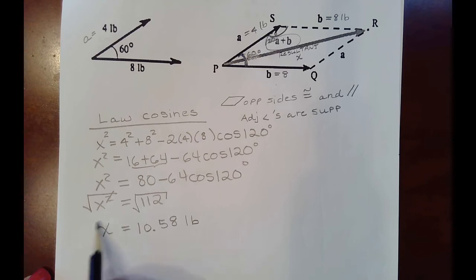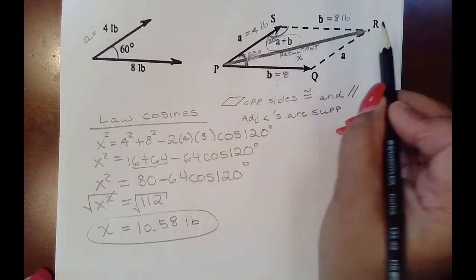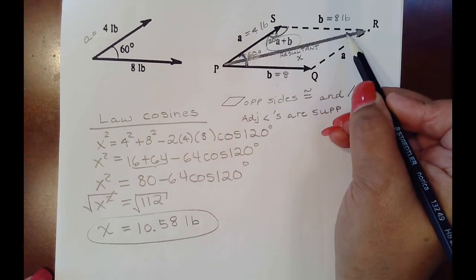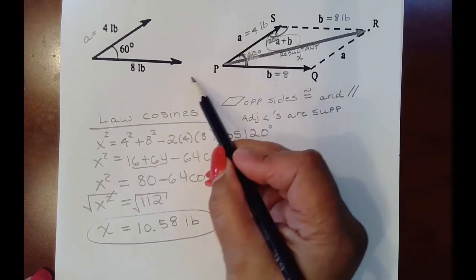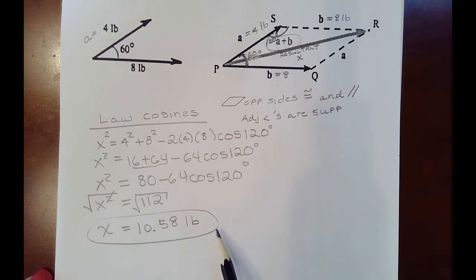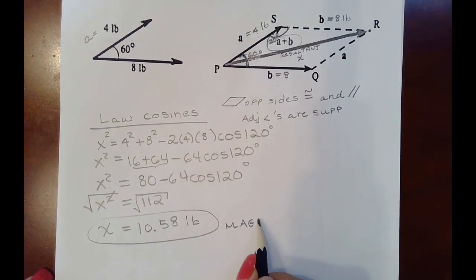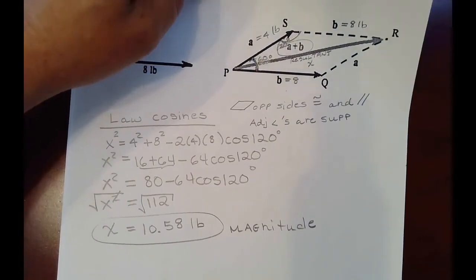Okay, and this is the answer. That is the magnitude of the resultant. It is how long the resultant is. The resultant is the sum of the two vectors. So this vector represents the sum. It has a length, and that is the length right there, also known as the magnitude. Just trying to get you used to the terminology that is used in this chapter on vectors.